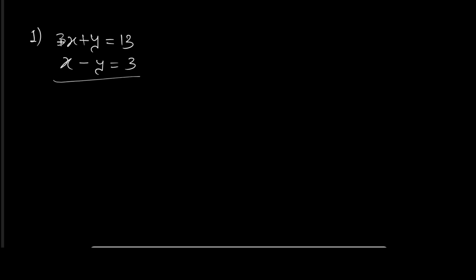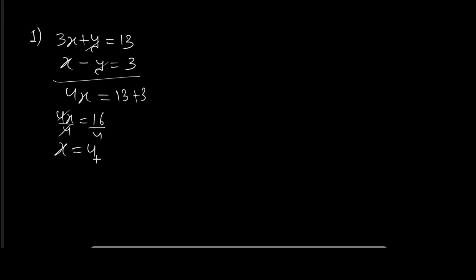So if we add 3x and x, it will give us 4x, and here y and y will cancel out. So equals 13 plus 3. So 4x equals 13 plus 3, which gives us 16. So let's divide both sides of the equation by 4. So here 4 and 4 will cancel out. So x equals 16 over 4, which gives us 4. So the value of x is 4.